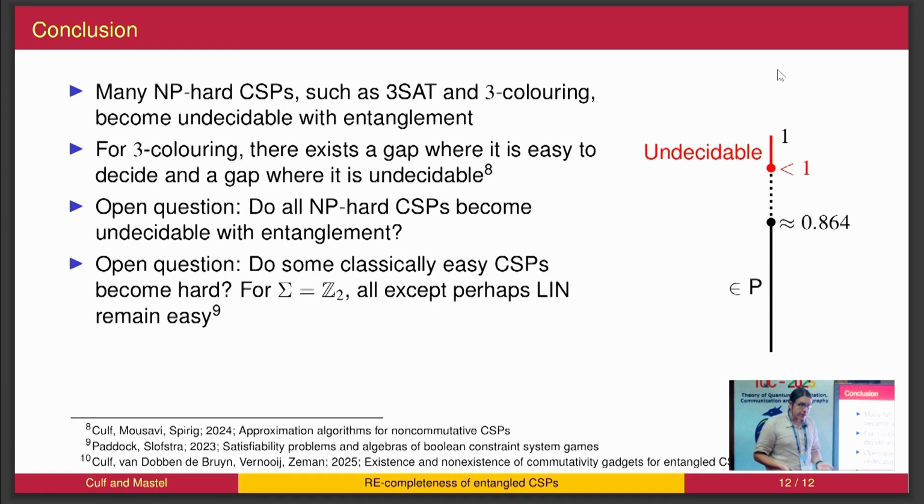A possible example of this is the linear systems, which are easy classically, and we know in the zero gap case they are undecidable with entanglement, but in the gap case that's unknown, and it's a big open question.